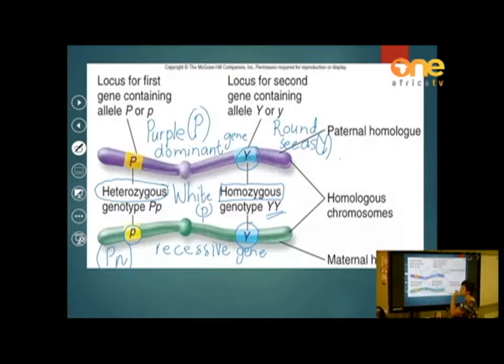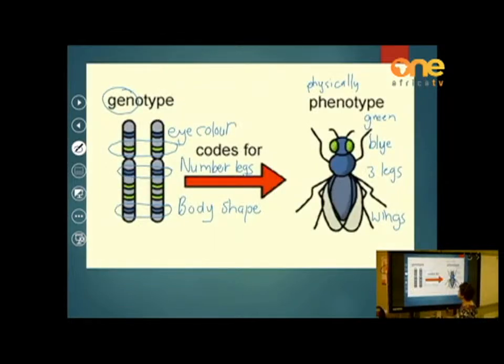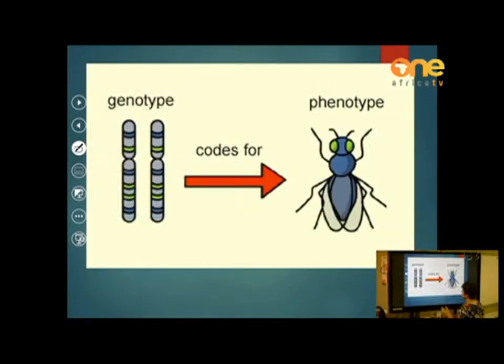but it is heterozygous for flower color. It does have a purple dominant gene and a white recessive gene. Therefore, two different genes is a heterozygous genotype and the same genes is a homozygous genotype. So, if we go back to our little explanation here, the genotype will be a code, right? And the phenotype will be what we physically see.